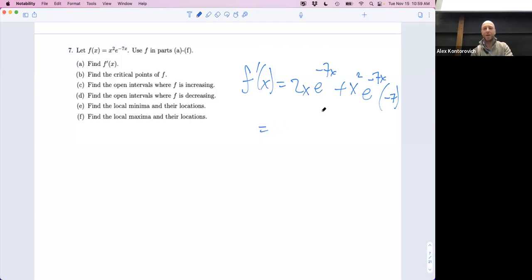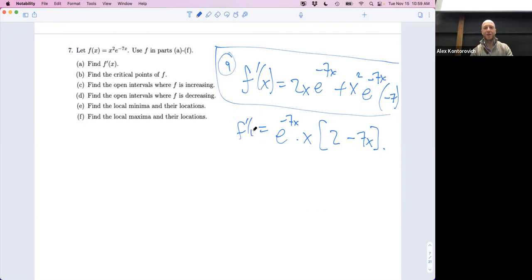I can combine those. There's an e to the -7x in both of those, and there's an x in both of those. What's left over in the first bit is a 2, and what's left over in the second bit is -7x. That's just for future reference. There's no need to simplify. This is part A. Part A is already here.